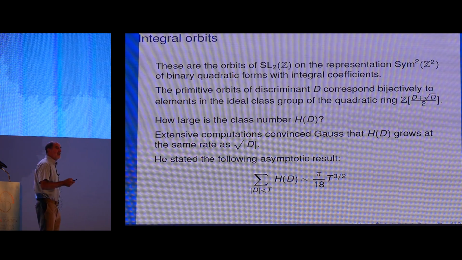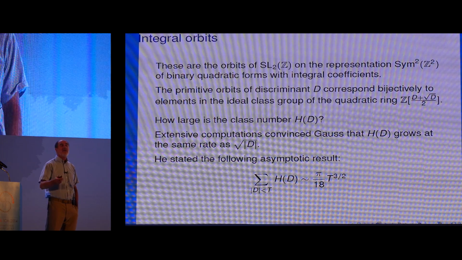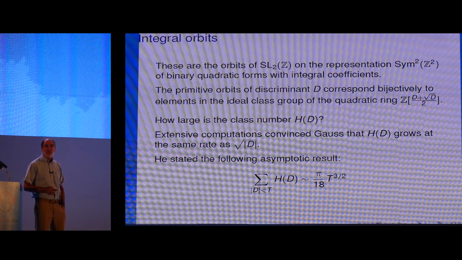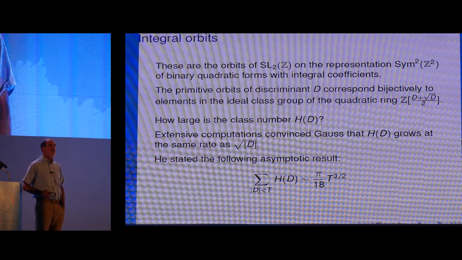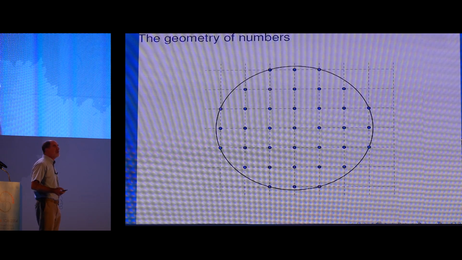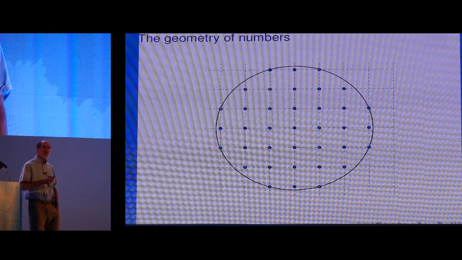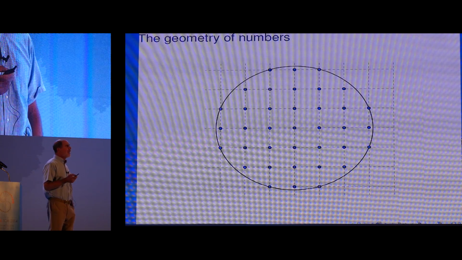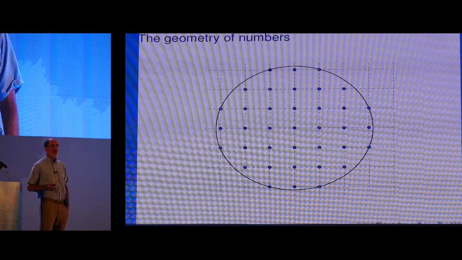If you integrate a constant times x to the 1/2 power from 0 to t, you get a constant times x to the 3/2 power. And so we don't have Gauss's proof of this result. It's just a statement. But we suspect that he used the geometry of numbers to do it, because he had also worked on a famous problem he called the circle problem, which was to estimate the number of integral points inside of a circle of radius r.